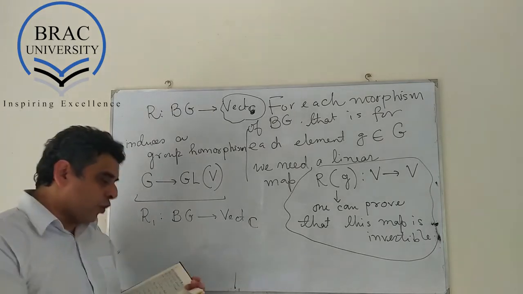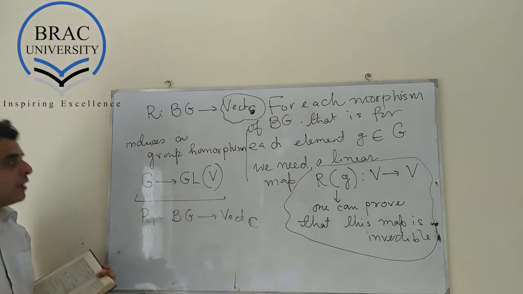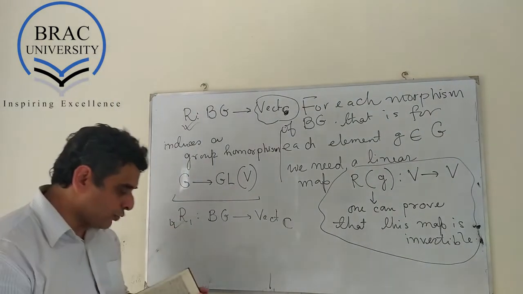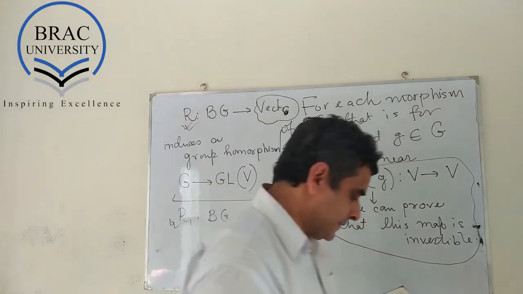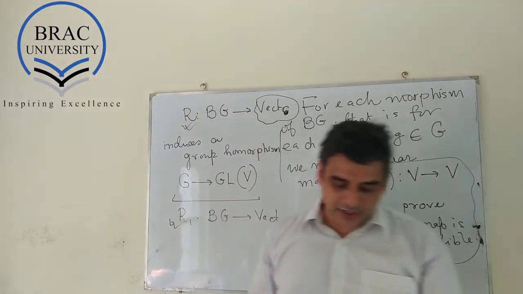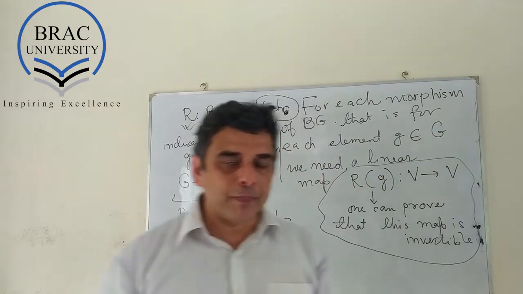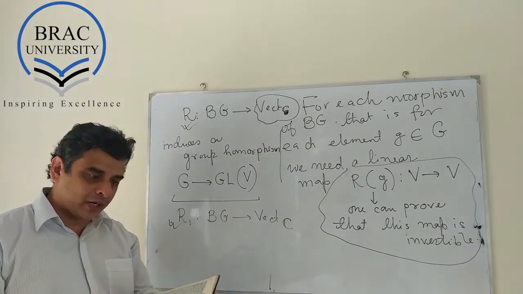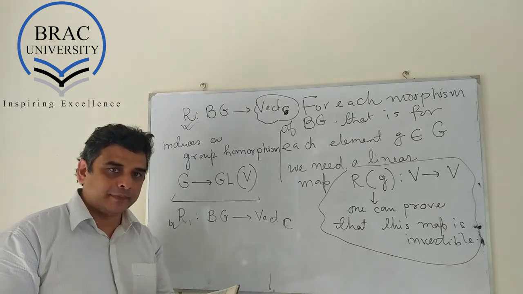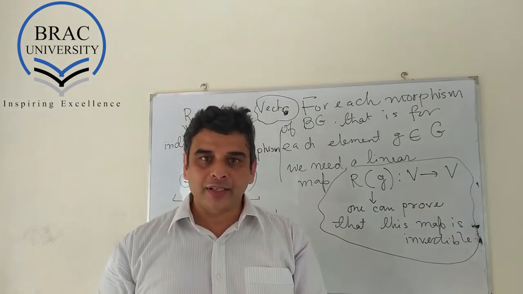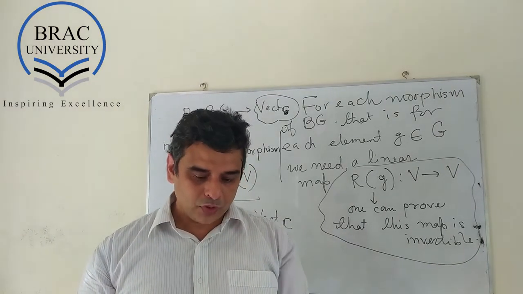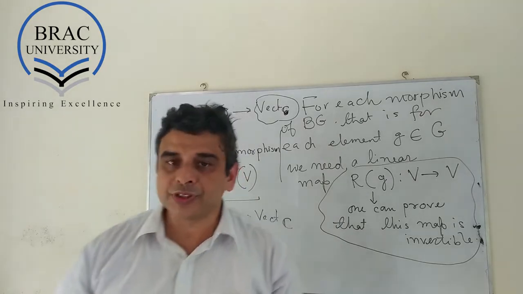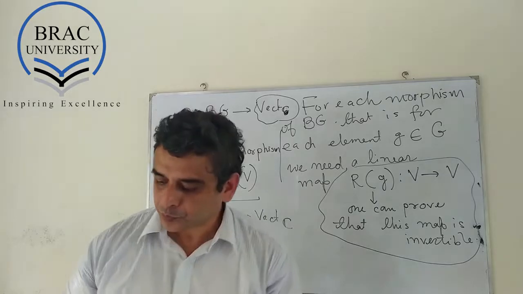The collection of all such functors R, R1, R2, R3, and so forth form a new category called the category of representations. It is an example of a more general concept of functor category that we'll discuss in detail in due course. This finishes the first lecture formally.